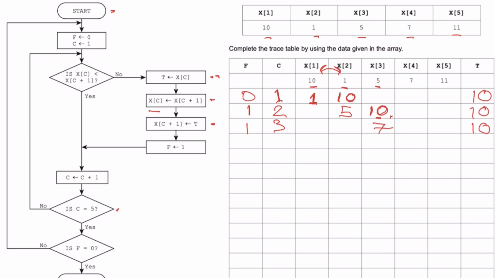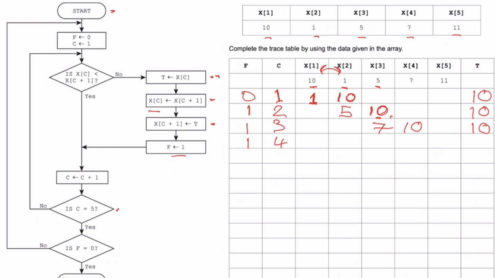So position 3 gets assigned the value that's in position 4, which is 7. Position 4 gets assigned the value that's in total, so that's 10. Okay, so we're getting some kind of order going on now. Let's assign F the value 1 again. C gets assigned the value 4. Is C equaling 5? No, it's not, so we're going back round.